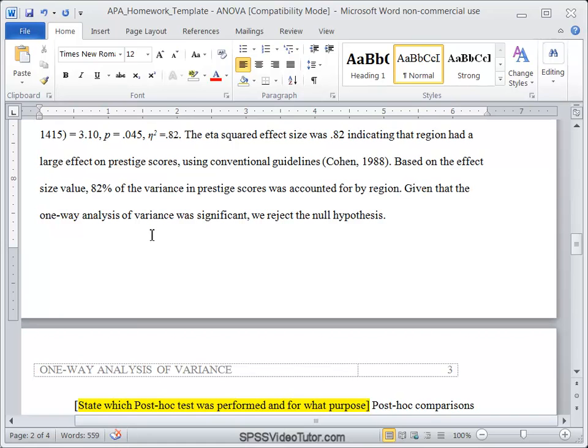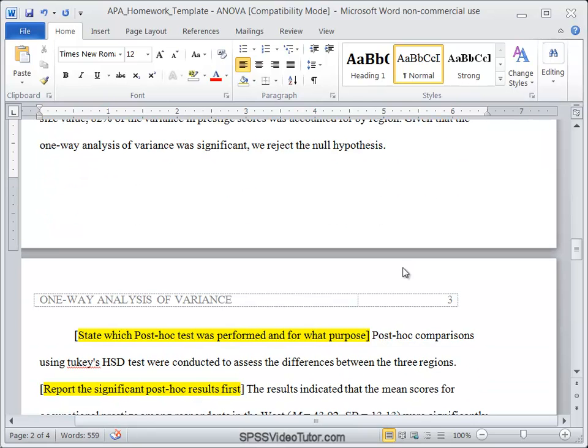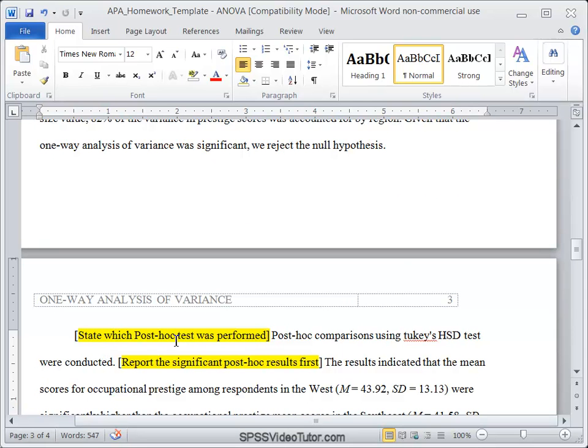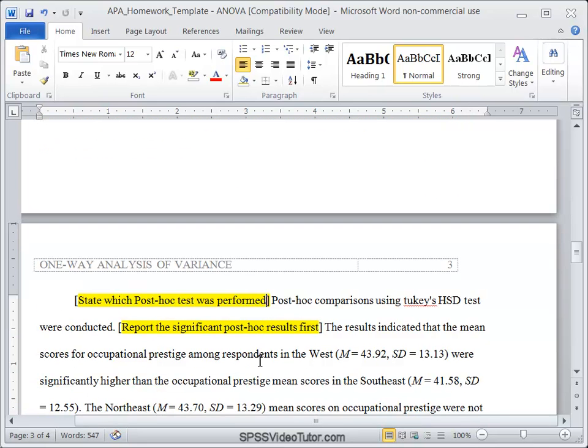Given that the one-way analysis of variance was significant, we reject the null hypothesis. Now remember, the ANOVA only tells us if there is a significant difference. It doesn't tell us where the differences lie, so we have to report on the post hoc test. So next, you just state which of the post hoc tests were performed. Post hoc comparisons using Tukey's HSD test were conducted. Report the significance of the post hoc test.